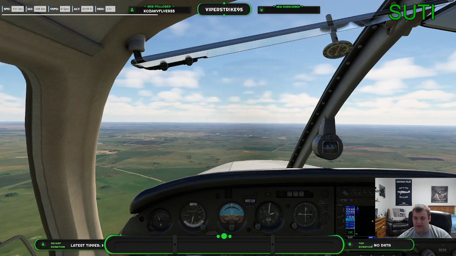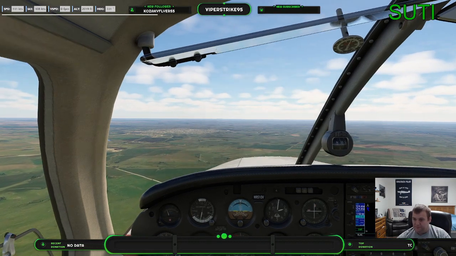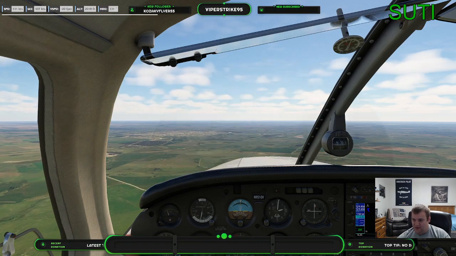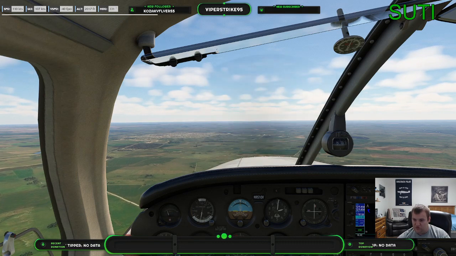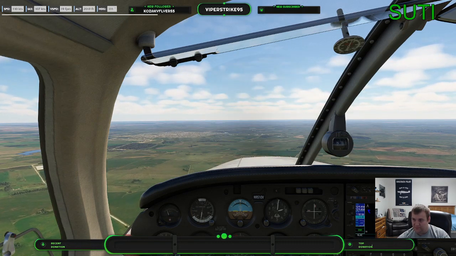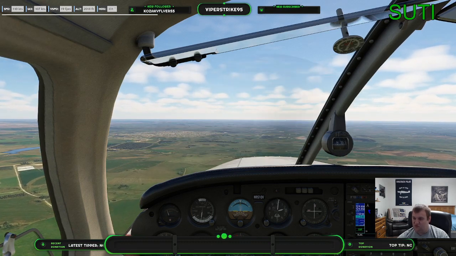Here we are, Trinidad. Here it is, our first stop. In fact, if it wasn't for this stop, it would have only been a 167 nautical mile flight. It would have been really short. That's why the stop was necessary, because this was going to be a pretty short flight.